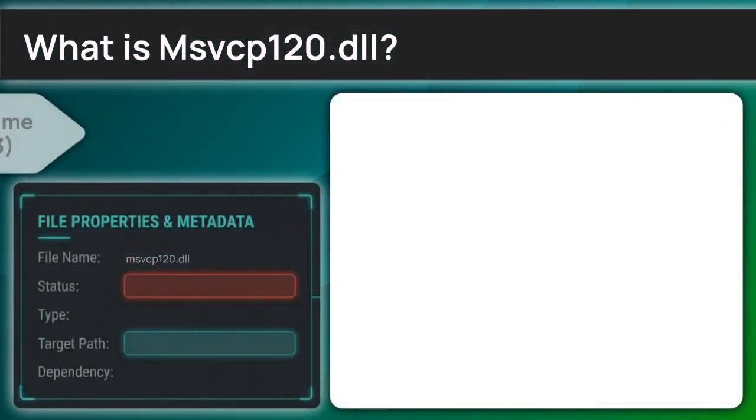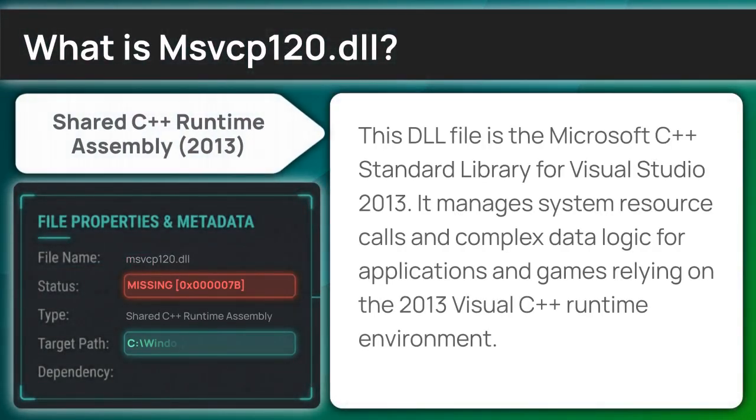This DLL file is the Microsoft C++ standard library for Visual Studio 2013. It manages system resource calls and complex data logic for applications and games relying on the 2013 Visual C++ runtime environment. With the explanation out of the way, let's refresh the affected files.